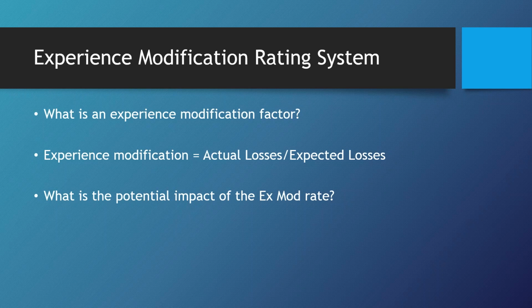What does that look like? It's measured in a percentage. So let's start with even Steven at 100%. There's no credit, there's no debit. The minute your actual losses go over the expected losses, you're going to move to the right, which is going to be an increase, maybe 105, 110. I've seen some really bad ones, 200, 300%, and that hurts because that's the percentage you pay. If you're paying $20,000 in premium and you have a 300% mod rate, you're going to be paying 3 times $20,000. That's it in a nutshell.